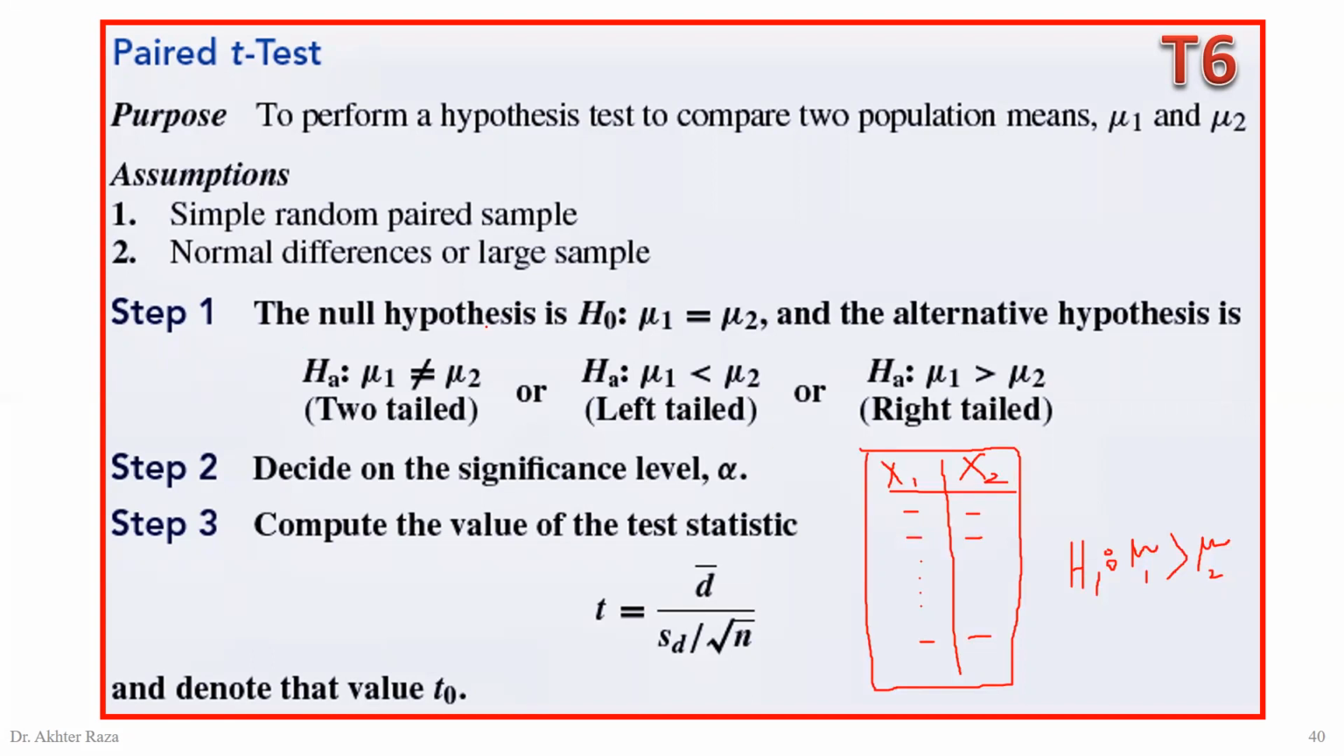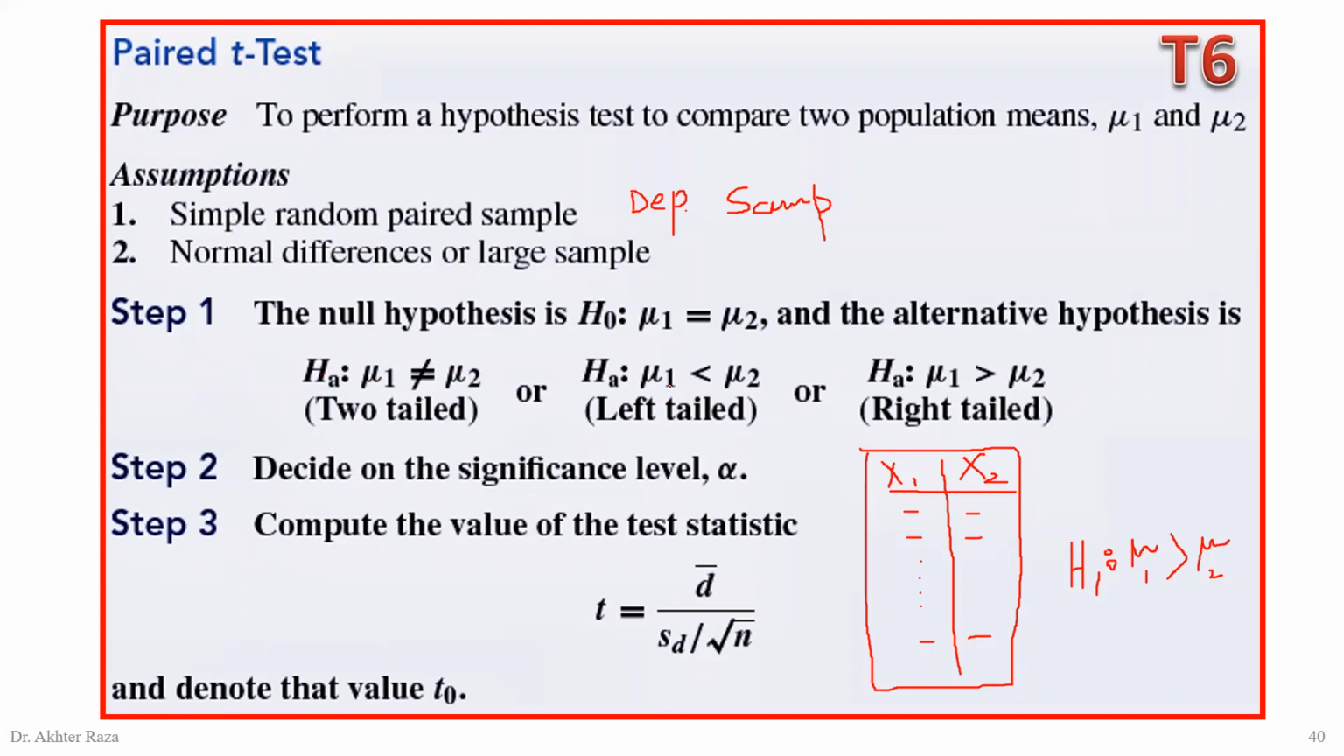What are the assumptions? Assumptions are a simple random paired sample, or we can call it a simple random dependent sample. We can use the term paired sample, or the term dependent sample. Repeated measure is also a case of dependent sample. If the measure is repeated two times, this is also referred to as repeated measure, because the same participant is measured at the time of admission and again after 1 month. So that is why we can call it a repeated measure as well.